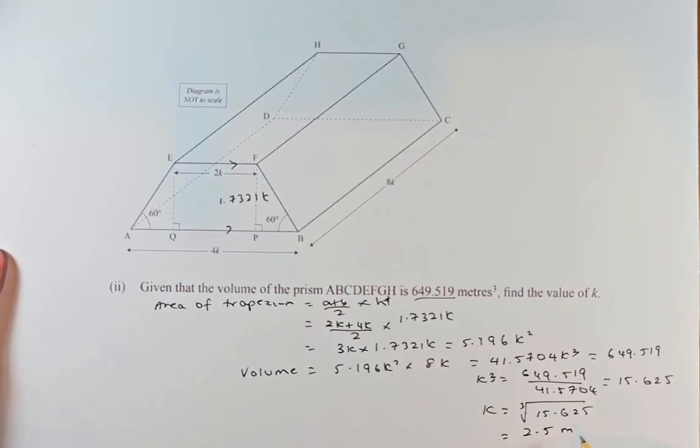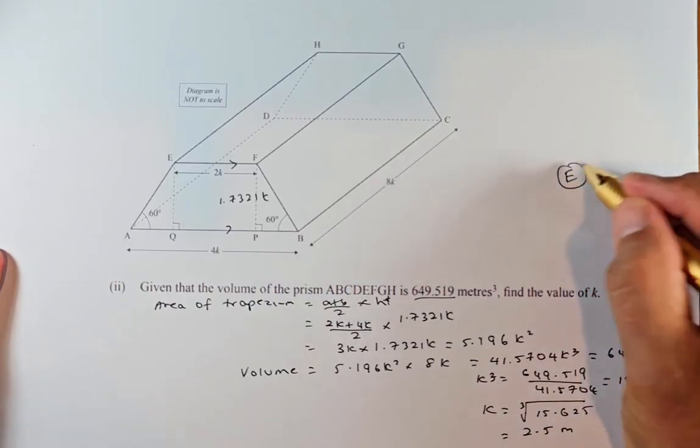So I repeat again. You find the area is 5.196K squared, and then you multiply by 8K. So you get 41.5704K cubed equal to that, and then you solve it by dividing by 41.5704, and then you take the cube root of the answer, and the answer is 2.5, and that is an excellent question.